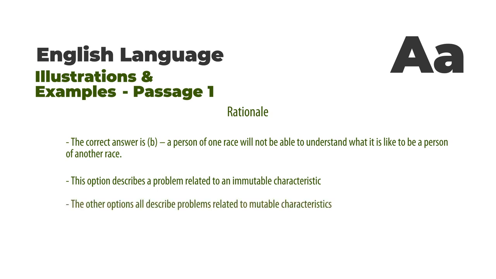The other options all describe problems related to mutable characteristics. After all, it is entirely conceivable that a doctor may change their profession to engineering, or a person changes their citizenship, or a sportsperson their sport. And therefore, the other options cannot be correct.